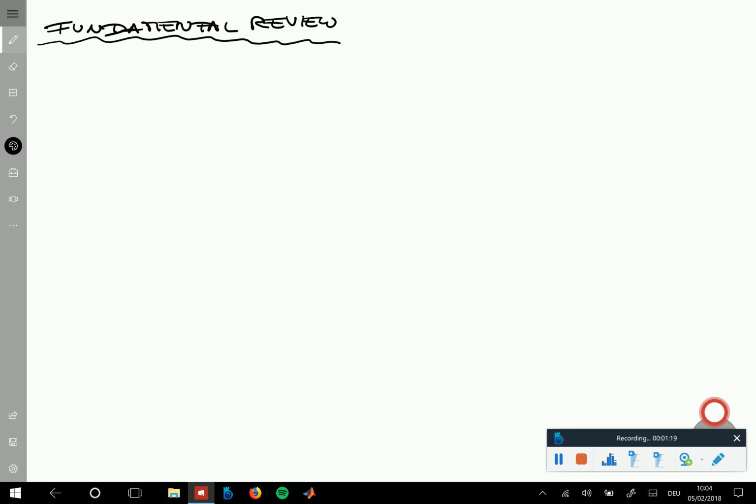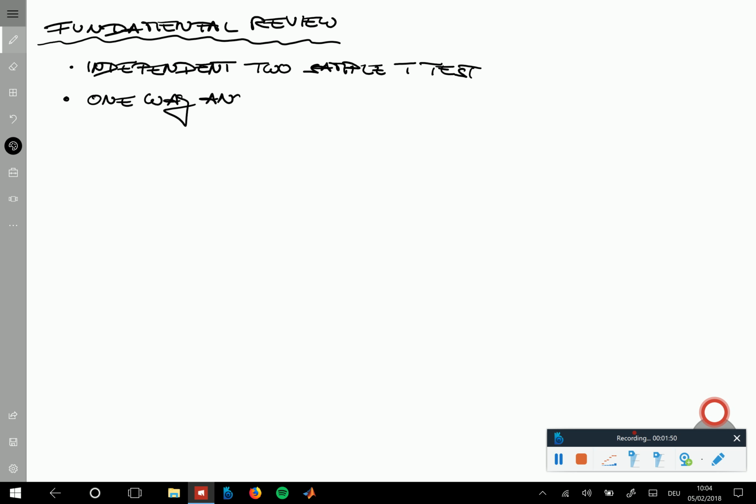So for today, the aim is to look at two things, if we manage, but I think we should. And the first thing is the independent two-sample t-test. And the second thing is one-way ANOVA. So this is what we want to do today.